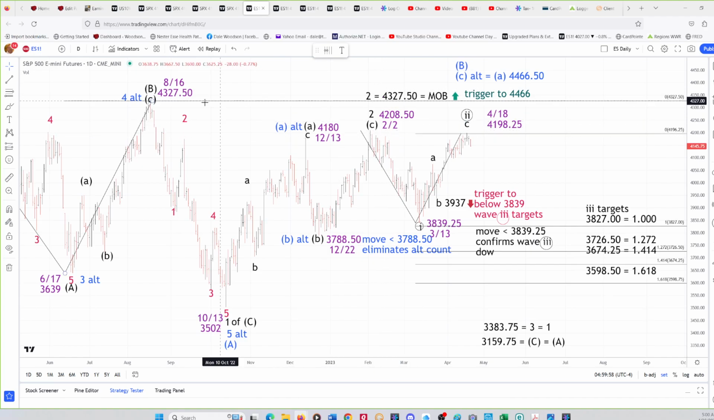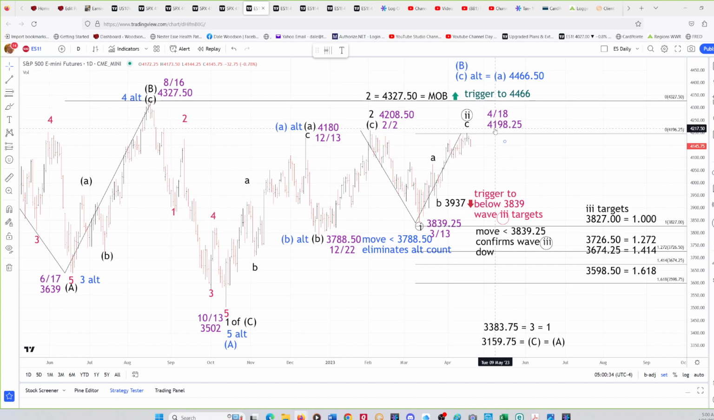Okay, but the biggest one is this 43.27.50 high. Okay, so within wave C we've got 1 down, we've got 2 up here at the February 2nd 42.08.50 high. Wave 3 gains equality with 1 at 33.83.75. Okay, within this wave 3 we've got a 1 down here on the March 13th low, and a wave 2 high with a circle around it on the April 18th high, which was a Fibonacci 8 days after the April 10 turn date, Fibonacci turn date.